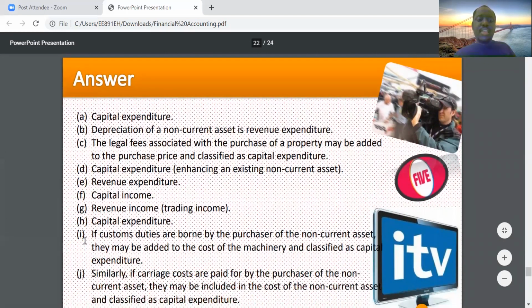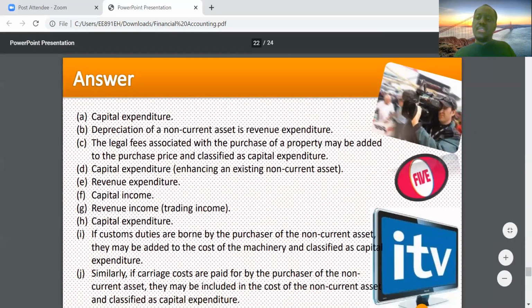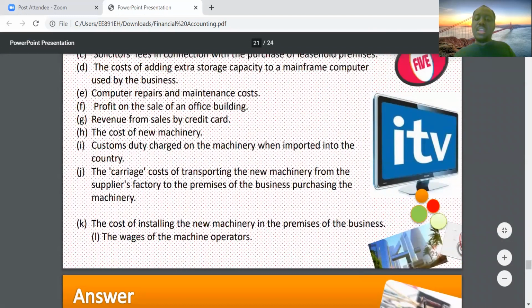So you see, it says if customs duties are borne by the purchaser of the non-current assets, they may be added to the cost of machinery and classified as capital expenditure. As capital expenditure. So if the cost is borne by the purchaser, it is to be classified as what?